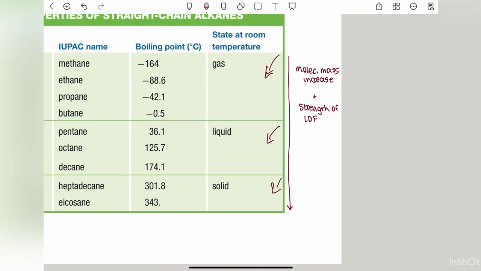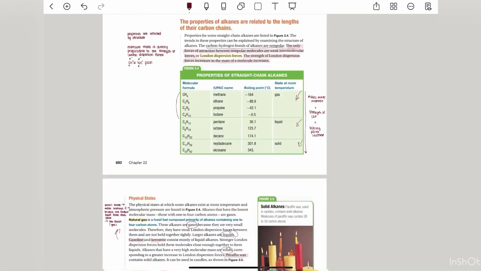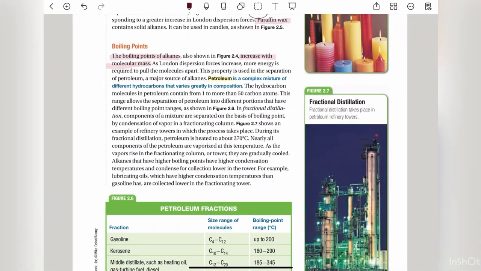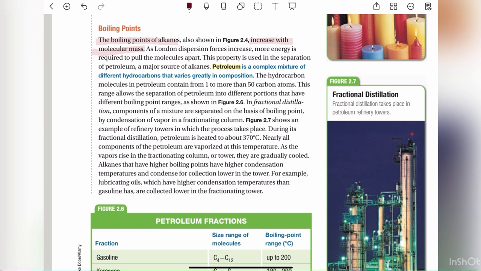So let's go back to this table and add that the boiling point is also increasing. Back to petroleum. Petroleum is a complex mixture of different hydrocarbons that varies greatly in composition. The hydrocarbon molecules in petroleum contain from 1 to more than 50 carbon atoms. This range allows the separation of petroleum into different portions that have different boiling point ranges, as shown in figure 2.6.